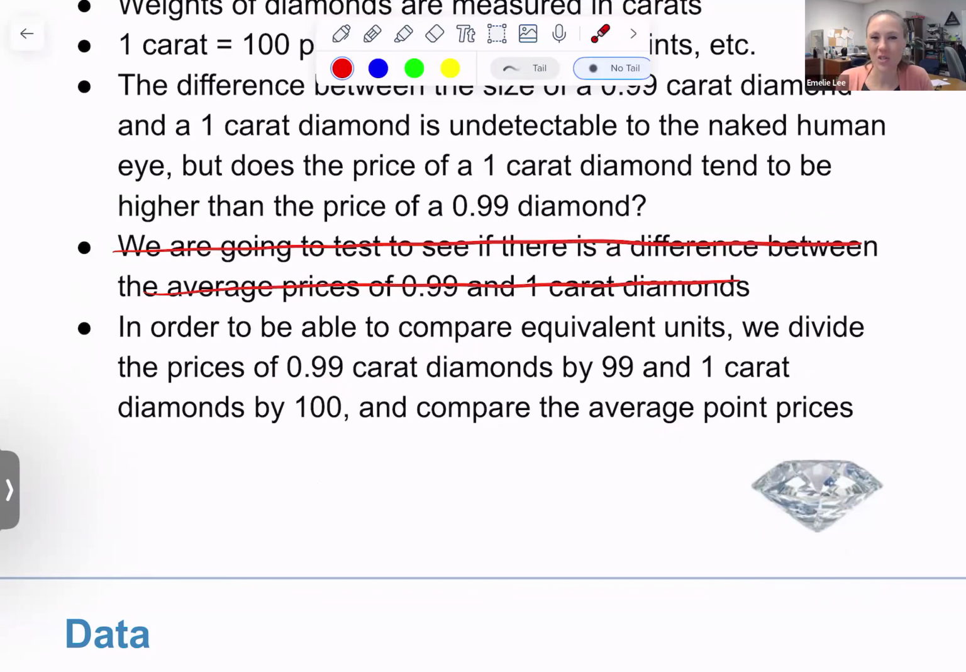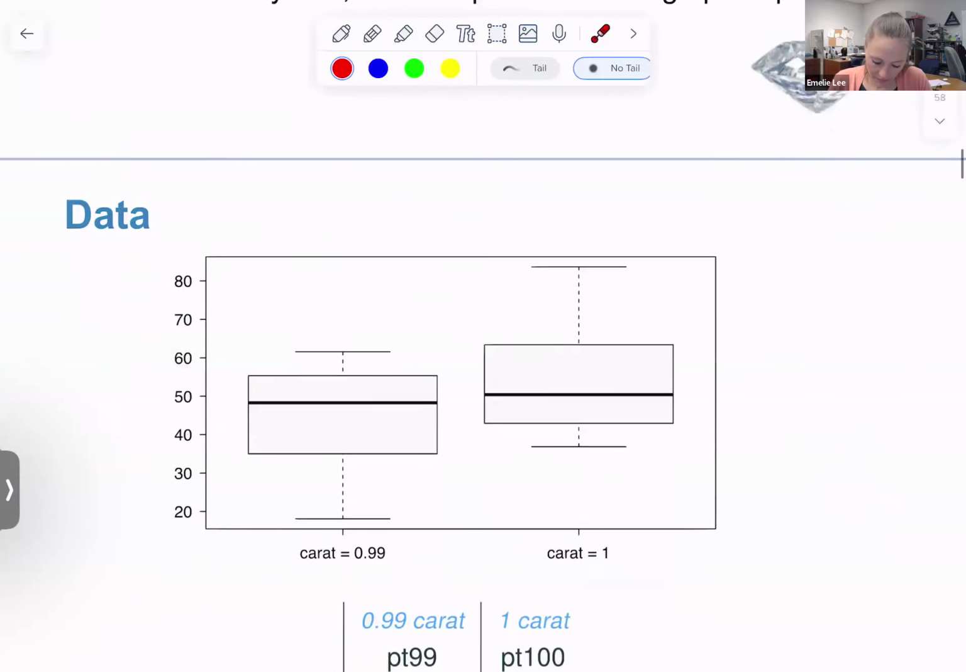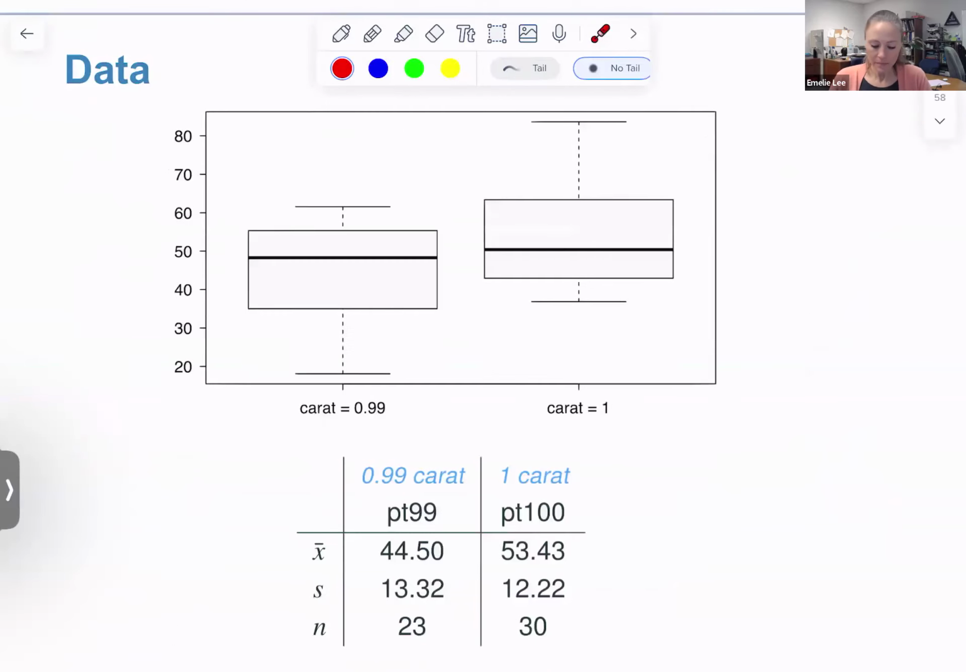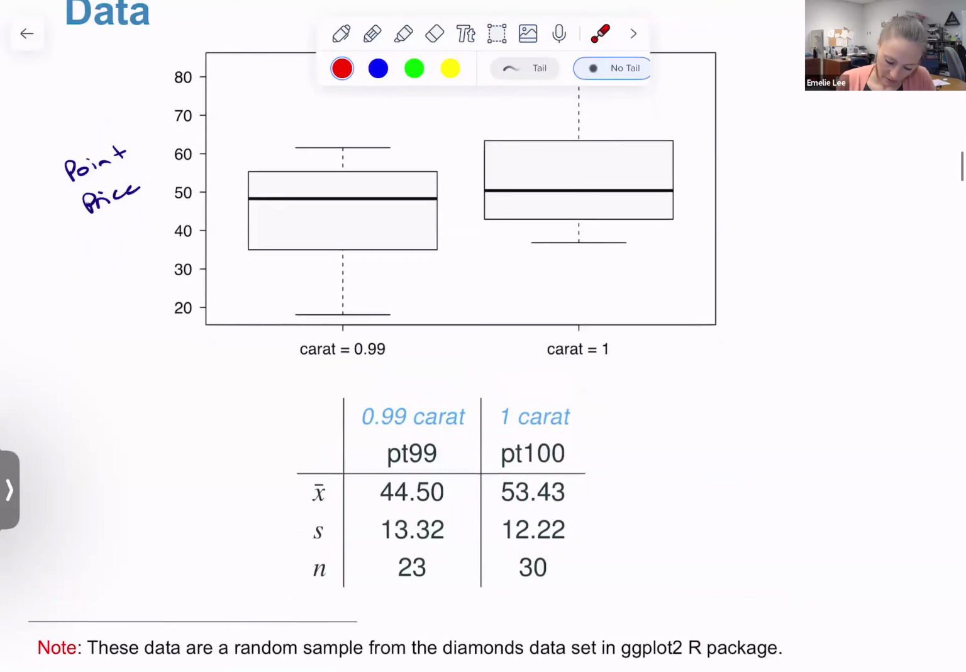And so, that's just extra information, we don't need to worry about that, it'll just be given to us anyways. So, here, side-by-side box plot, we have the point prices of a 0.99 carat diamond and a 1 carat diamond. We have a sample mean for each sample, right? And one of the things I want you to notice is that the sample sizes are allowed to be different.